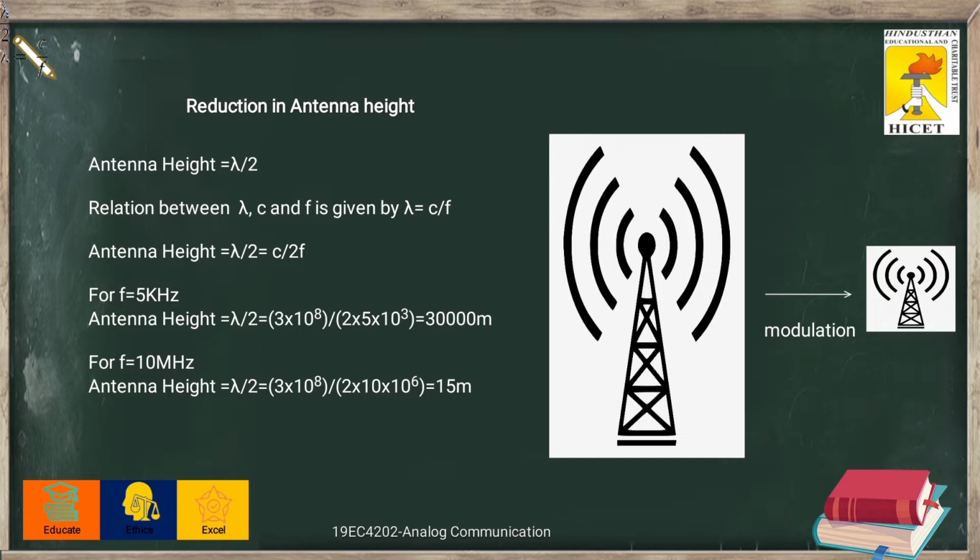If we increase the frequency of the signal by the process of modulation, for example, if f is equal to 10 megahertz, we can see the antenna height is calculated as 3 into 10 to the power 8 divided by 2 into 10 into 10 to the power 6, which is equal to 15 meters. So an antenna which is of 30 kilometers height can be reduced to antenna of 15 meters high if we use modulation. So this is one main reason why we go for modulation.